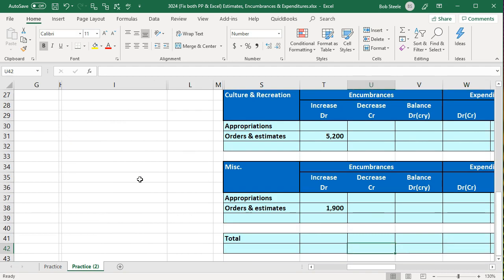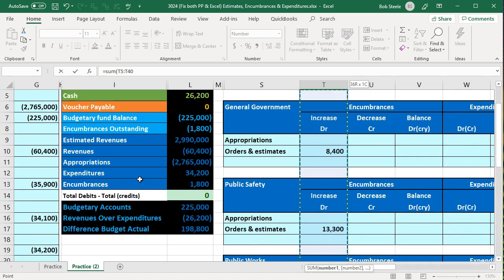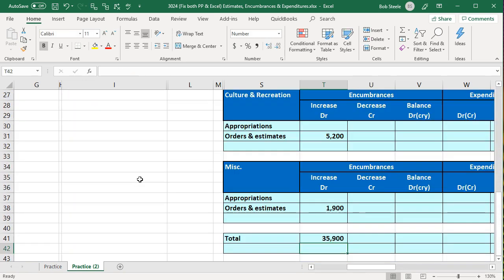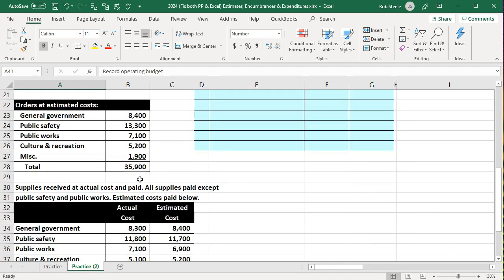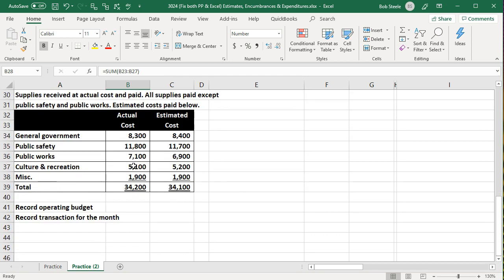And then we can sum these up, and the total in T41 equals the sum of the items above it. That's not going to match the trial balance yet, but we can tie that out, 35.9 to this activity, so that looks good. And then we decrease this when we had the receipt of the items.